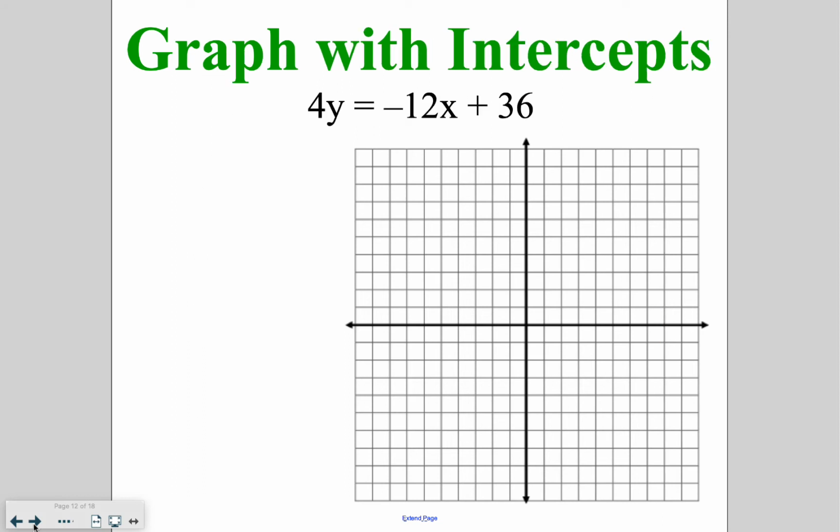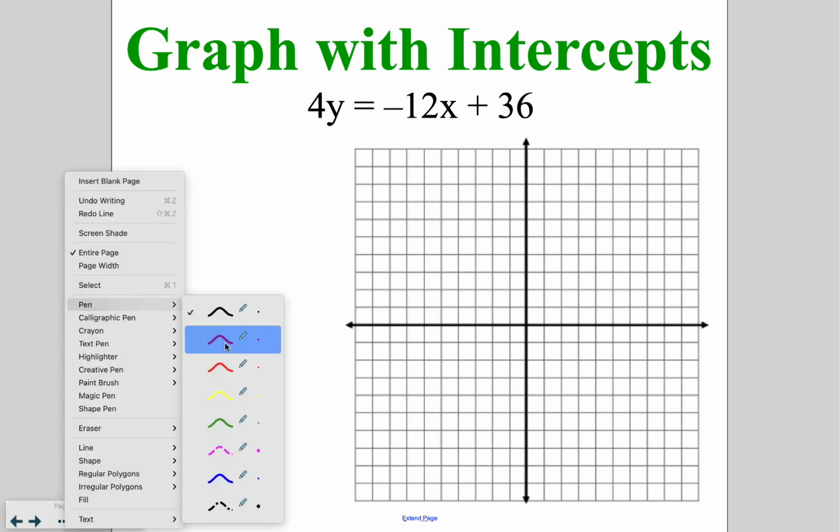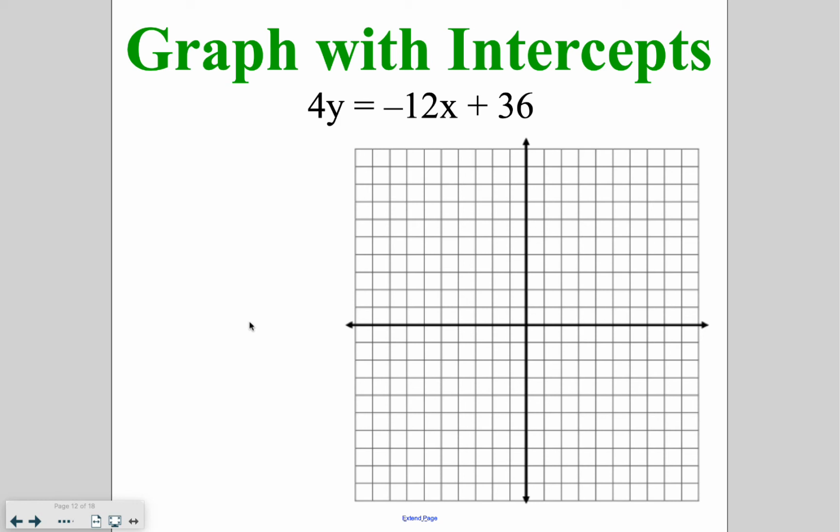We can also graph linear functions by using the intercepts. We learned last chapter that the x-intercept is where the graph crosses the x-axis, and the y-intercept is where the graph crosses the y-axis. In order to graph using intercepts, we need to solve for each variable on its own. So I'm going to start with x. To find the x-intercept, we pretend like the y doesn't exist in the equation. So instead of having the y there, we're going to say 0.